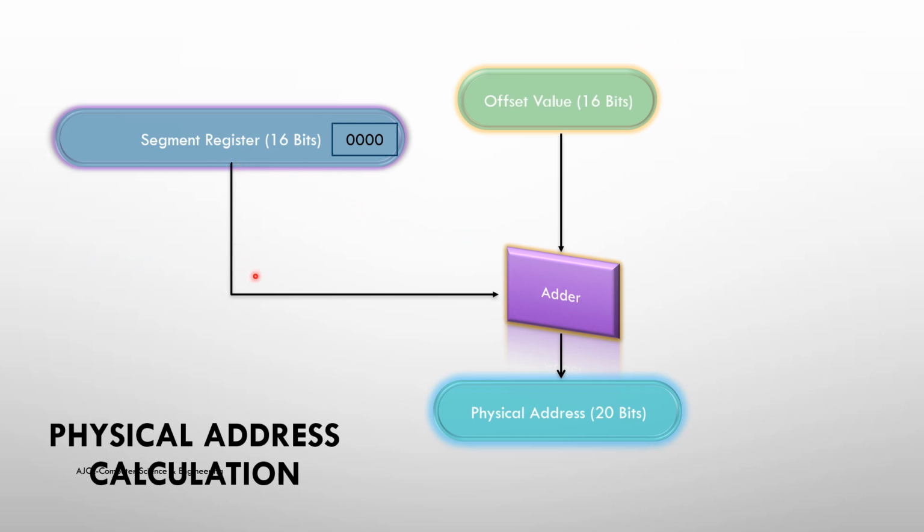Here is the calculation. This segment register is actually holding 16-bit capacity. Each segment register is storing the starting address of the corresponding segment, and the segment register's capacity is 16-bit. But the physical address is actually 20-bit. In order to convert this 16-bit into a 20-bit address, we are appending 4 zeros to the right-hand side of the segment register. This address is added with the offset value, then we will get the final effective address, that is of 20-bit in the case of 8086.